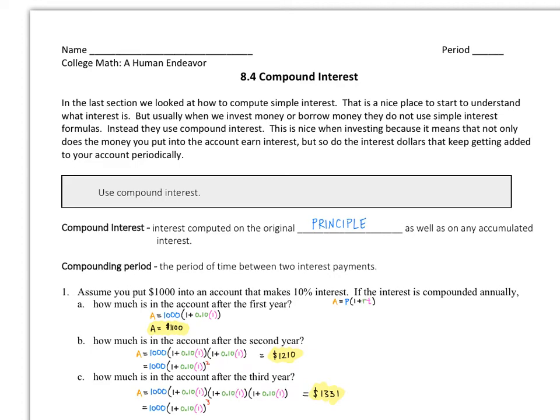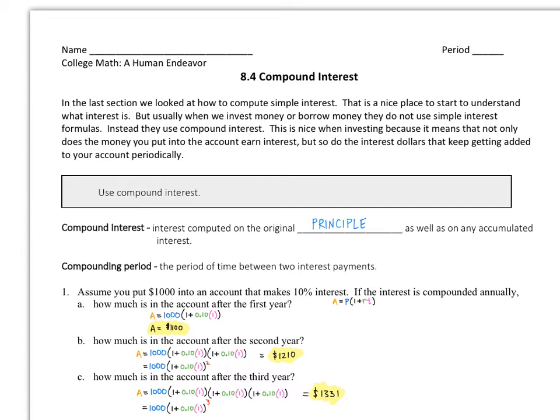Welcome to 8.4 Compound Interest, Part 1. So last video we talked about simple interest, all right? That's a nice place to start to understand what interest is, but usually when we invest money or borrow money, they do not use simple interest, unfortunately. Instead, they use what's called compound interest.